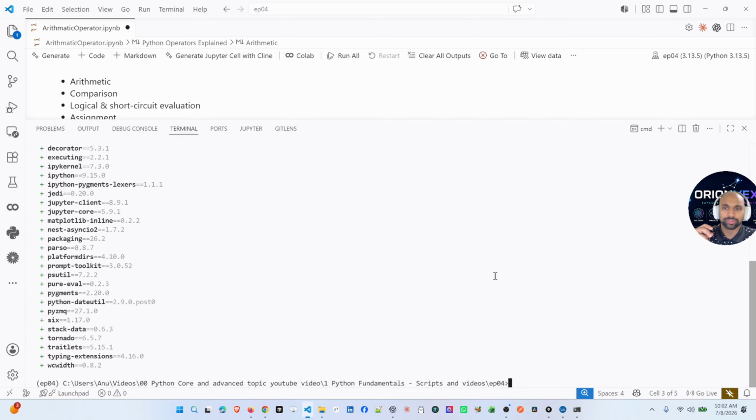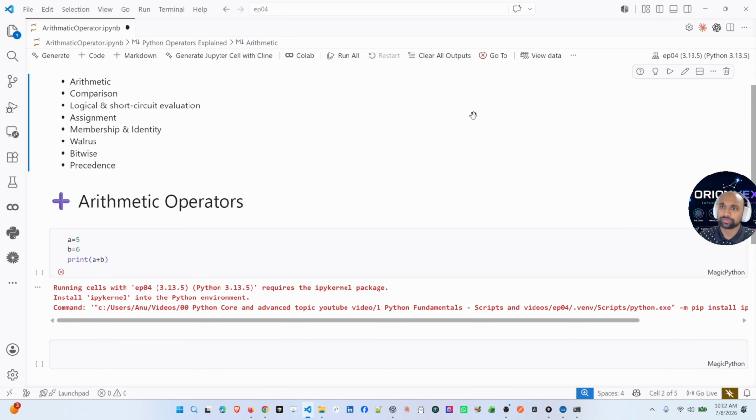I usually use uv instead of pip because uv is so fast and more convenient to use as compared to pip. That's why I'm using uv all the time. Once it is done, we will just reload this window. We can use Control Shift P.